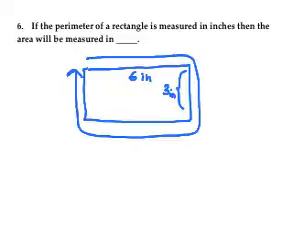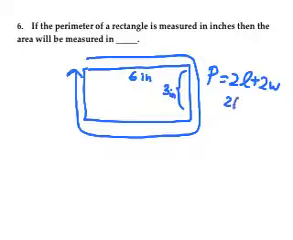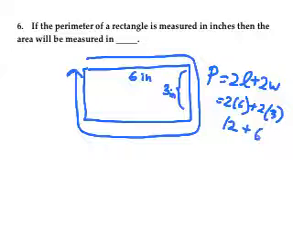Okay, so if we were doing the perimeter of that, the perimeter equals 2L plus 2W. So the length is 6 inches, it would be 2 times 6. The width is 3 inches, it would be 2 times 3. That would equal our perimeter. 2 times 6 is 12, plus 2 times 3 is 6. That would be 18 inches. You know, it's a length.